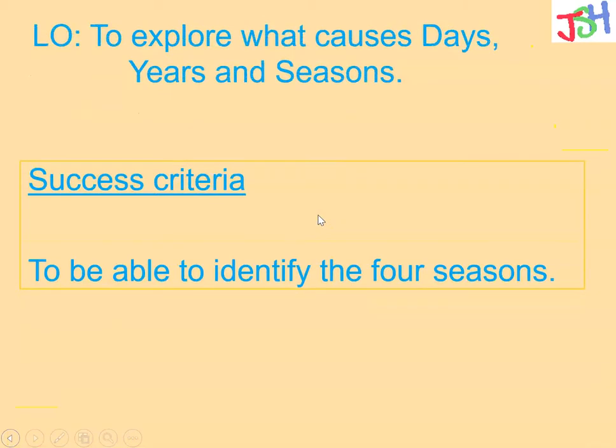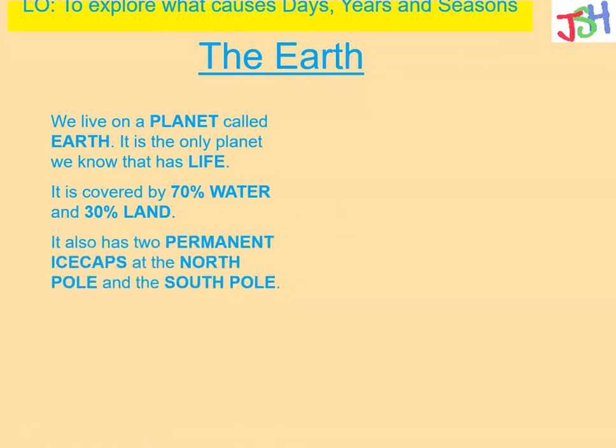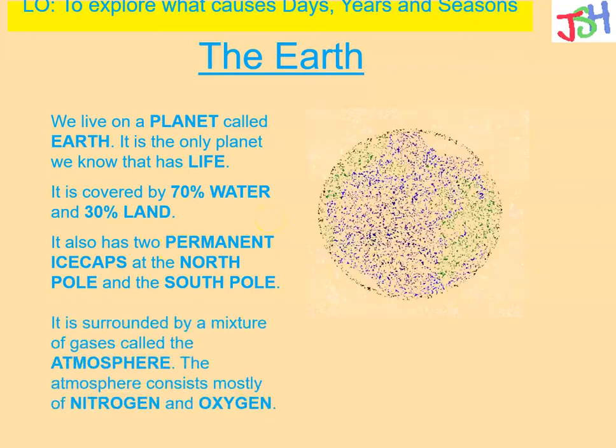Success criteria. At the end of this lesson, you should be able to identify the 4 seasons on Earth. The Earth. We live on a planet called Earth. It is the only planet we know that has life. And this planet, the Earth, is covered by 70% water and 30% land. It has 2 permanent ice caps at the North Pole and the South Pole.